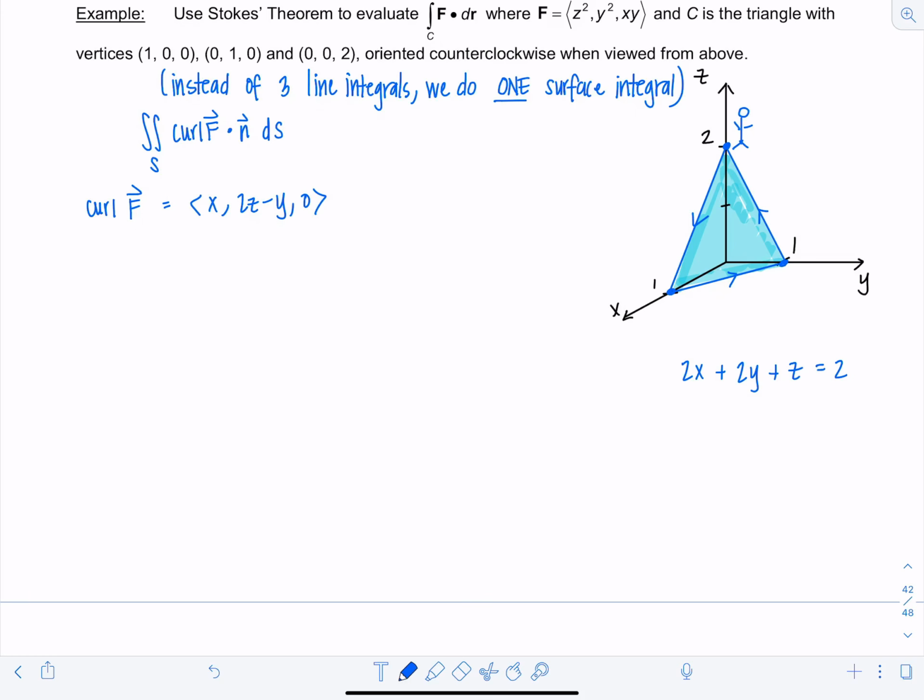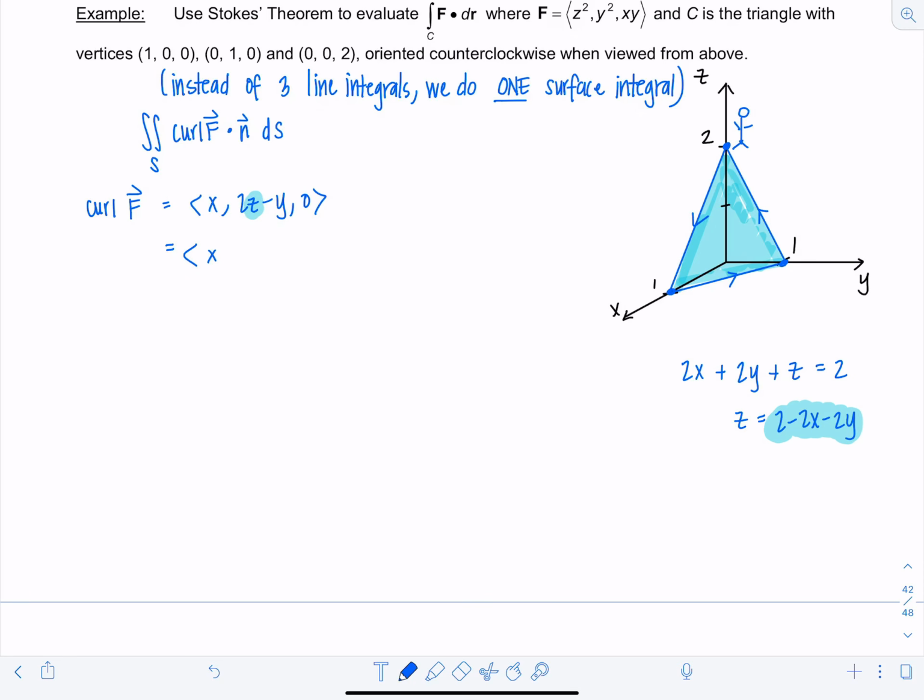So what does that mean? Well, I can solve z in terms of x and y, 2 minus 2x minus 2y. And then now I'm going to use this expression and substitute it in for z into my vector field. Well, into the curl of f, excuse me.